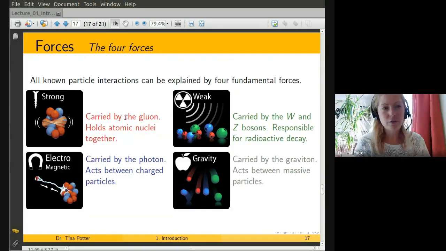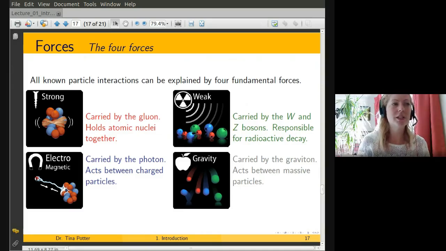Okay, so here are our four fundamental forces. Let's start off with this one, for example, electromagnetism. You know this one very well, I hope. You've got two charged particles and they're exchanging a photon. That's as simple as the electromagnetic force goes. So that's something you're very, very familiar with.